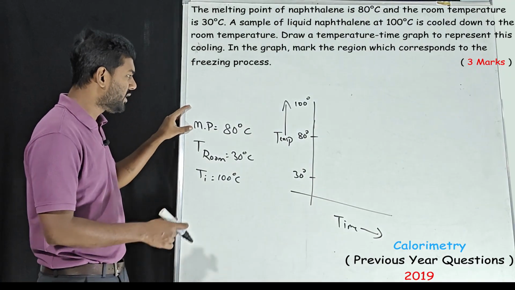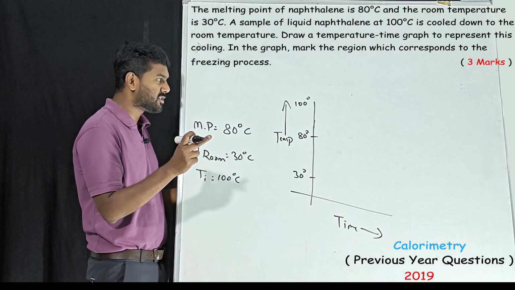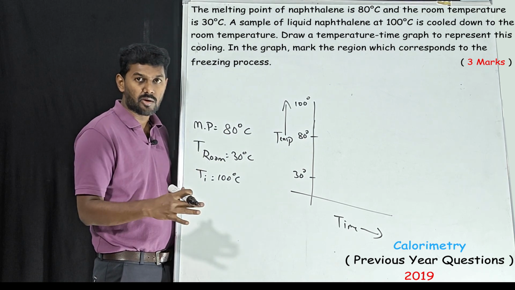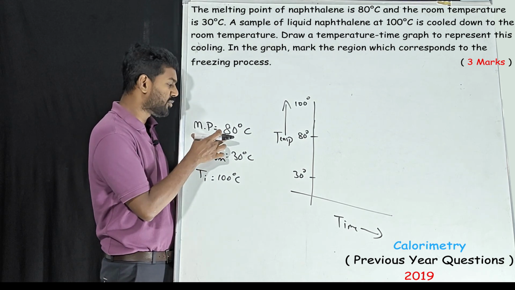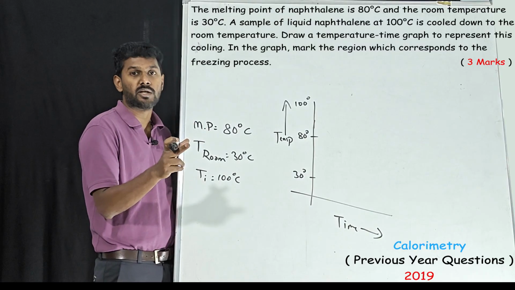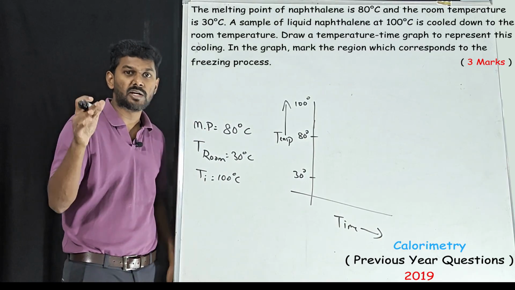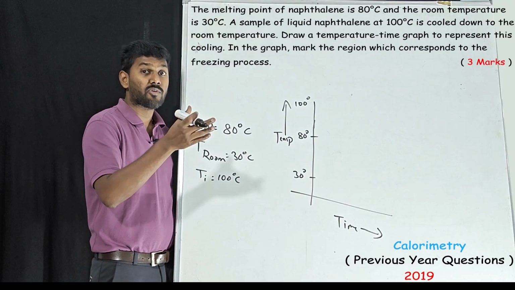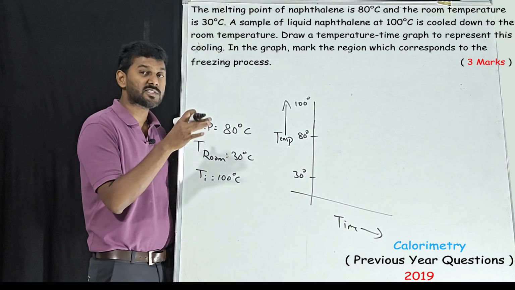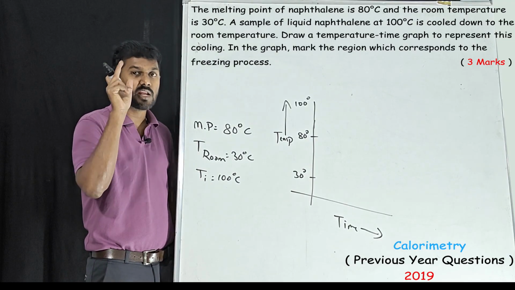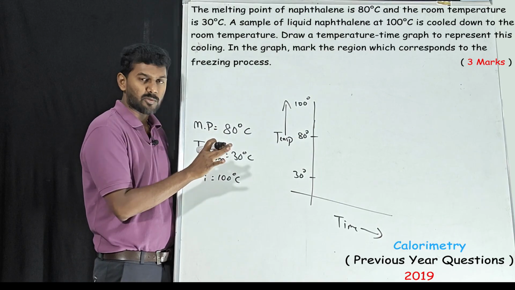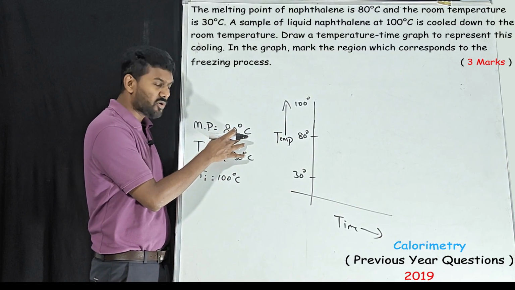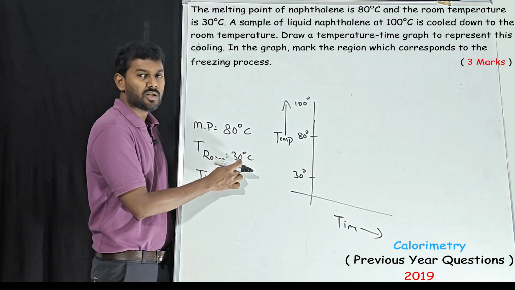So what is the freezing point? 80. This one is very important. The initial temperature of naphthalene is 100, and it goes to the freezing point. Freezing point is nothing but the melting point. What is melting? Ice to water. Freezing, water to ice. But for a few pure substances, the melting point is the same as the freezing point, and in this question they are talking about freezing, so these two are the same. Now the initial temperature is 100, it freezes at 80, then is brought to 30.